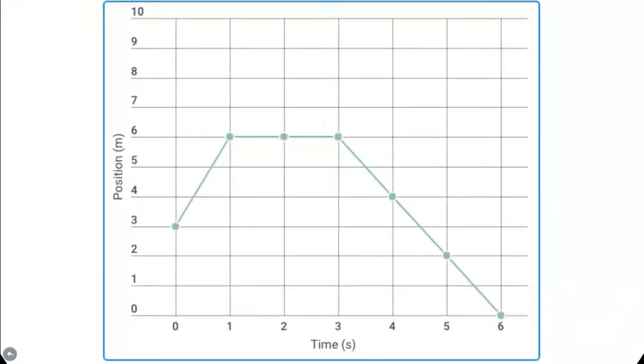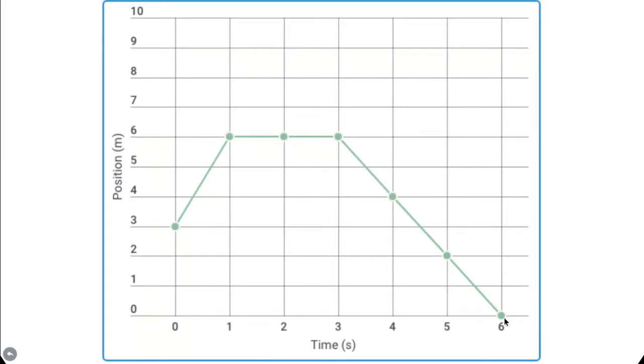Here is a position versus time graph. This object, it looks like, started 3 meters away from the point of origin, or the reference point, and then it traveled 3 meters in the first second, stayed at rest for 2 seconds, and then traveled 6 meters all the way down in the next 3 seconds.